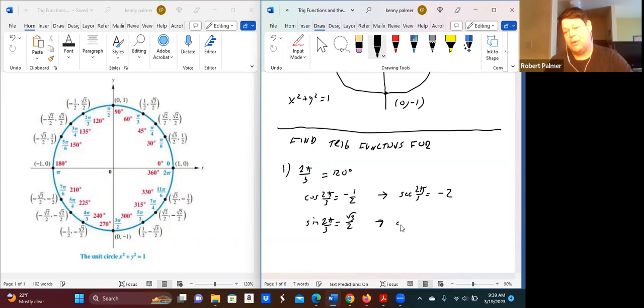And this implies that cosecant of 2 pi over 3 is going to be 2 over the square root of 3. And if we rationalize that, multiplying the top and bottom by the square root of 3, this becomes 2 times the square root of 3 over 3. Okay. Now, tangent, I have to do a bit more work.